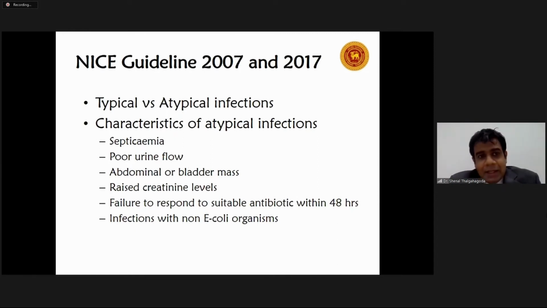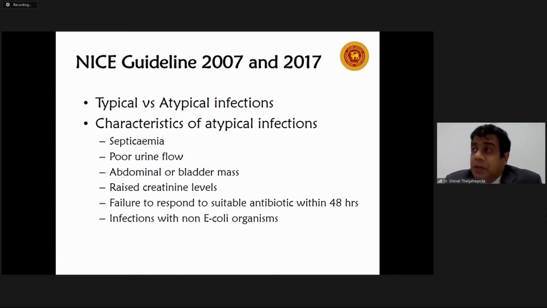So based on these findings came out the new NICE guidelines of 2007 and 2017, which are very similar. And these guidelines categorized patients with urinary tract infections as having atypical infection and typical infection. And the idea behind this classification is to identify which patients need further extensive investigation and which patients do not. So the patients with atypical features, which are a definite minority, are the only ones who need the extensive investigations. The vast majority of patients will have typical urinary tract infections and they do not need extensive imaging.